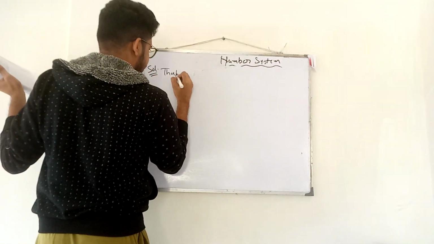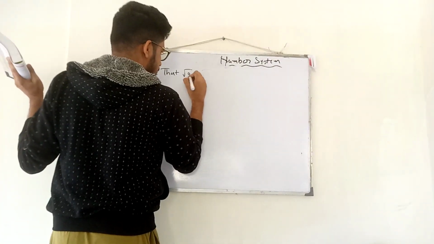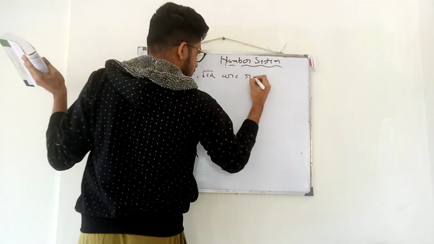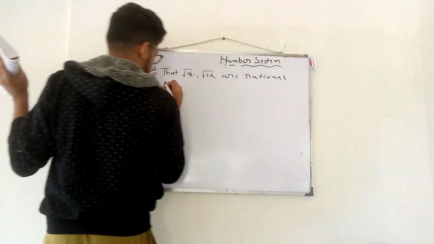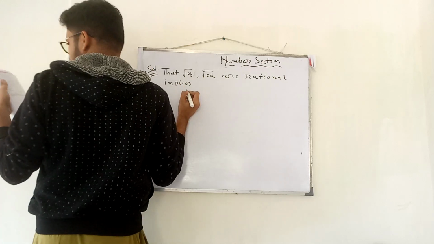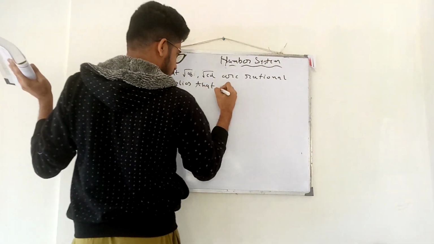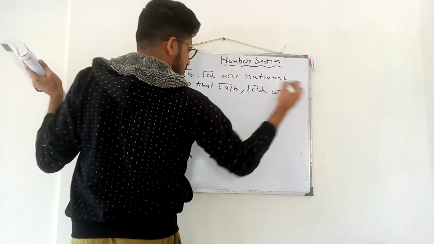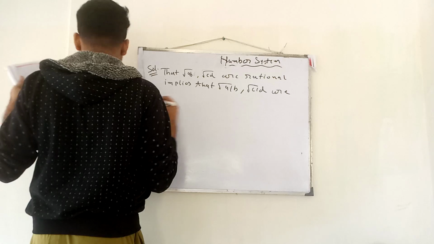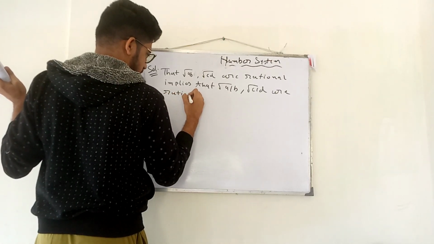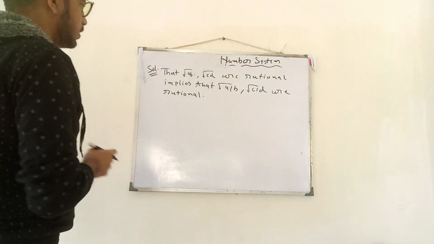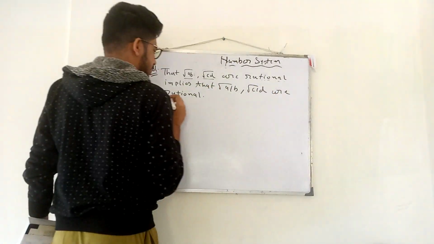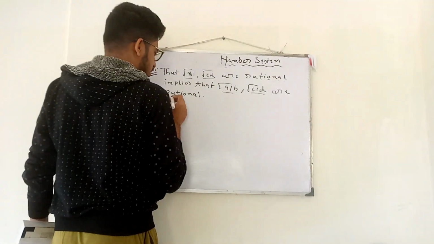Root ab and root cd are rational. This implies that root a by b and root c by d are rational. How?